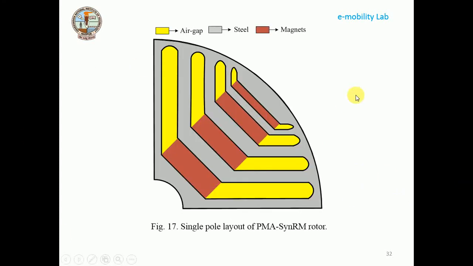Now we have done some analysis on the permanent magnet assisted motors. So in the permanent magnet assisted synchronous reluctance motor, what we are going to have is permanent magnet in the place of barriers. So this is air gap, this is steel, and these are permanent magnets. So we have put some small permanent magnets to just increase the torque density of the motor.